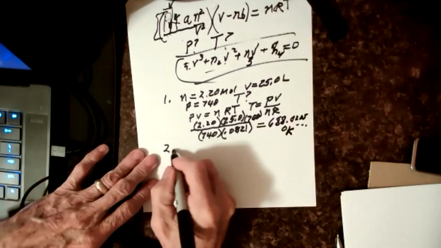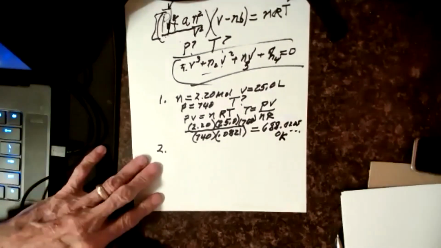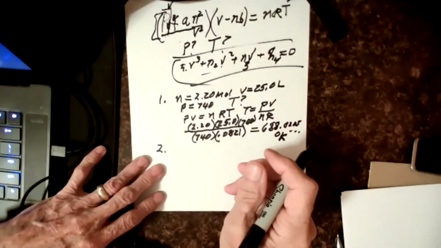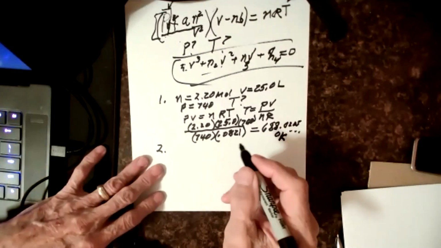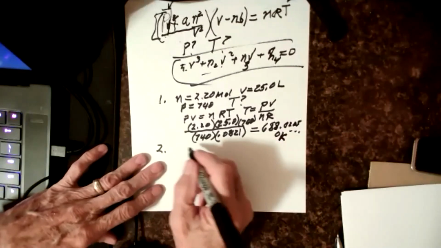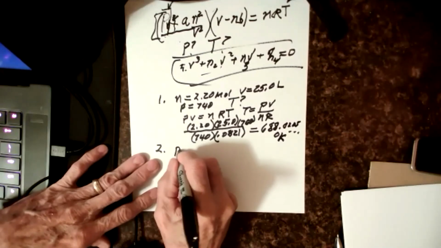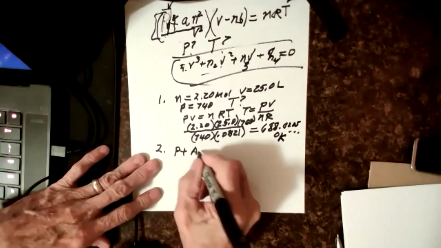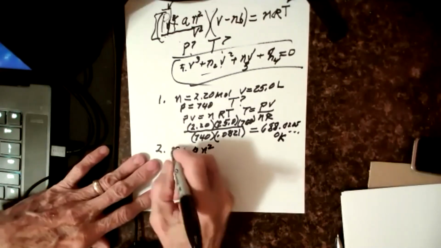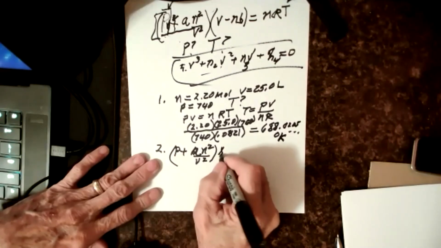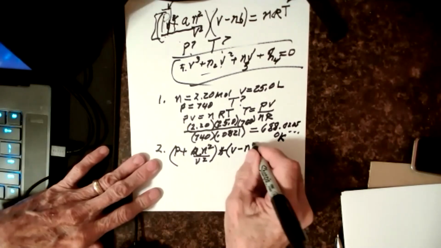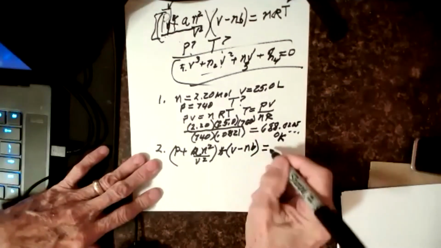Okay, number 2. What temperature would the same size sample of a van der Waals gas with an A equal to 3.59 and a B of 0.0427 occupy 25 liters at 740 torr? Okay, now I've got to write my van der Waals equation. P plus A N squared over V squared, quantity, times V minus NB equals NRT.